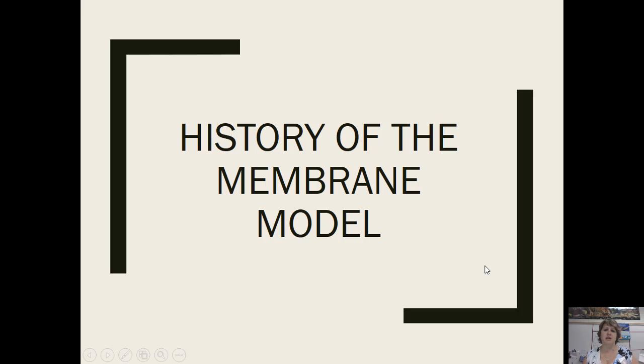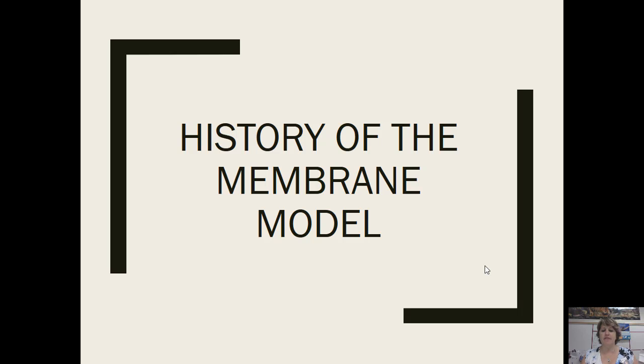All right, so let's go through the history of the cell membrane model first. So we were able to identify the plasma membrane as a structure in the 1890s with the use of microscopy. About 25 years later, in the 1915 timeframe, we were able to identify through several experiments that there were 2 major chemical components to the cell membrane or plasma membrane, and that those 2 components were lipids and proteins.